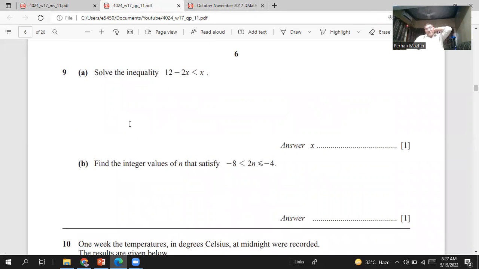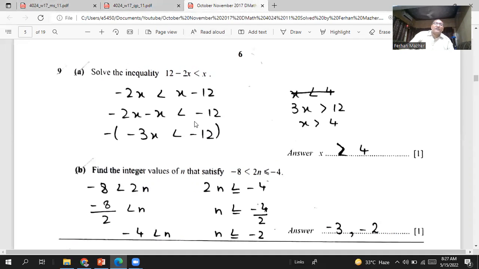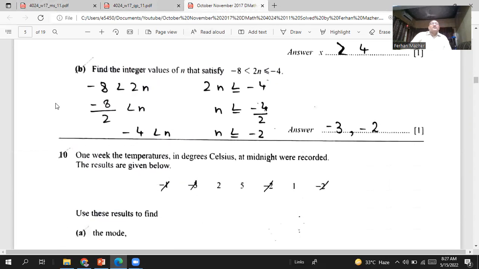Here we have the B part. Find the integer values of n that satisfy this. Here you will solve this portion and then you will solve this portion. You will write minus 8 less than 2n, and you will also write 2n is less than or equal to minus 4. We will solve both of them and then represent them on a number line, or you can guess it yourself.